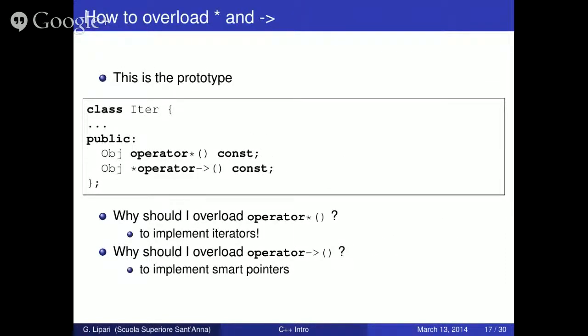As I said, we can overload star and arrow, and not only for smart pointers, but also for iterators. And again, we are going to see what iterators are in the next lectures. Okay? And so this is, for example, one way of doing that. Operator star applied to this object of type iter will just return one object. And instead, if you apply operator arrow to this iter, this will return a pointer to an object. And this is a pointer that will then be used for calling some function.